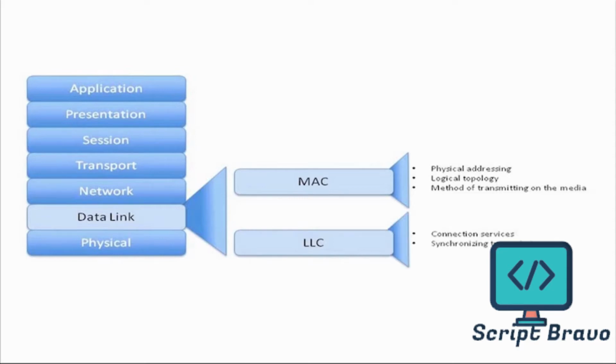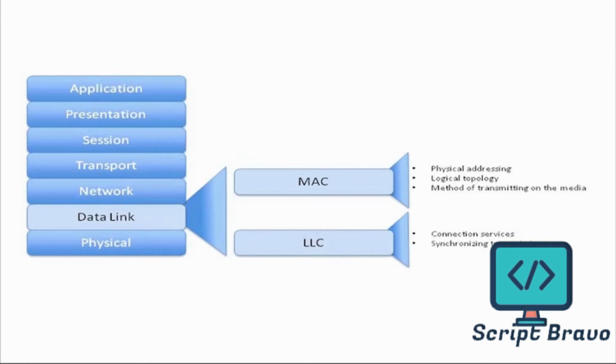What about the LLC sublayer? One of the things LLC is concerned with is connection services. Connection services deals with flow control. If the sender is sending too rapidly, a flow control mechanism can ask it to slow down. Error control, that's part of connection services, and error control is a way to let the sender know that the expected data was not received.